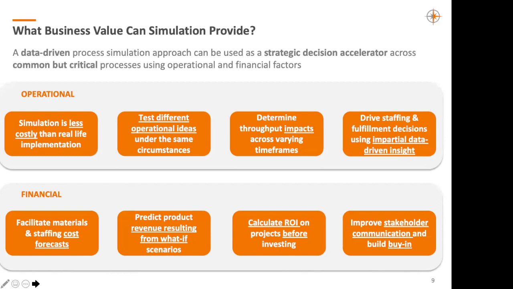And so given that we're talking about embedding process simulation in your strategy, and that you can use it in a way that makes an actual process description or graphic come alive, we can probably divide the actual value that you get out of it into two categories: operational and financial. So in the operational end, the essence is running a simulation model or multiple models is less costly than trying it out in a real life implementation. I don't think anybody will argue with that.